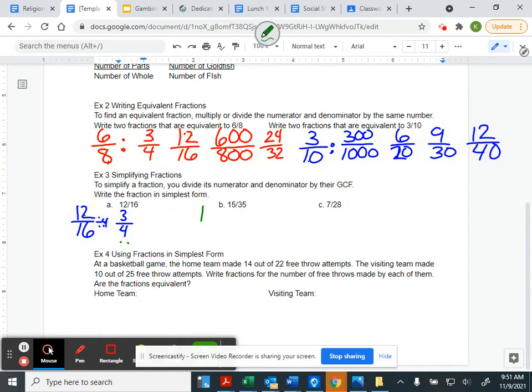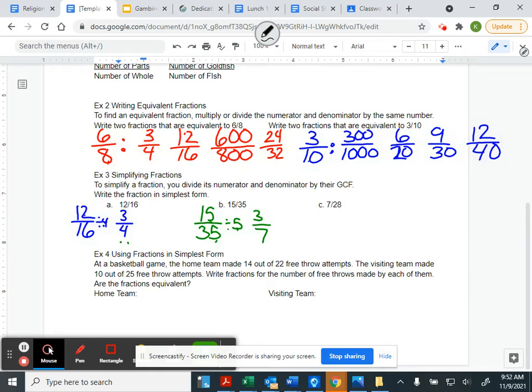So look at 15/35. What can we divide out to get down to our simplified fraction? Will? 5. We can divide by 5. They both end in a 5, so I know 5 is a factor of both. 15 divided by 5 is 3. 35 divided by 5 is 7. Can I go any smaller? Nope. 3 and 7 are both primes. So I know they don't share anything smaller.